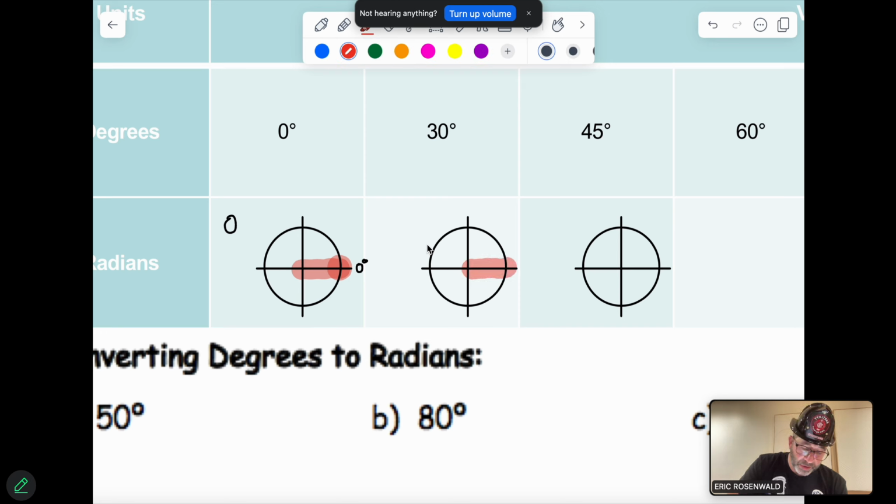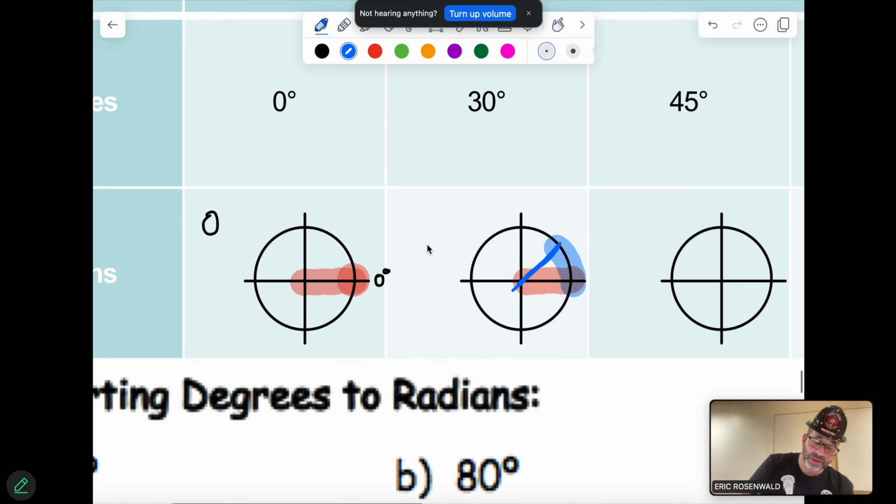Well, here's the terminal side. 30 degrees is going to take us to about, here, I'll do this in blue. It's going to take me to about here. Okay, well, how many radians have I gone through? Should be right around 1, maybe a little less than 1. But the conversion when we do this is to say 30 times pi over 180.